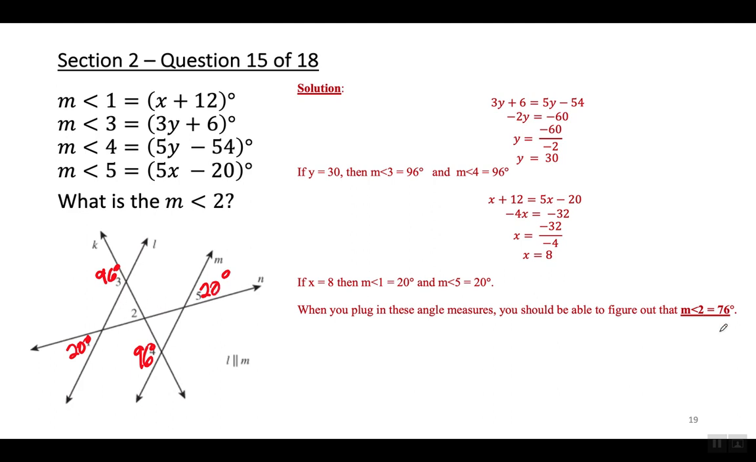Okay, so look, in order to find the final answer, when you plug in these angle measures, you should be able to figure out that the measure of angle 2 is 76. Okay, look. If this angle right here is 20 degrees, that means this one right here. Now let's look at this triangle in the middle. With everything that we found out, if this one is 20 degrees, that means this one is 20 degrees. That says 20, I know it's hard to see, okay?